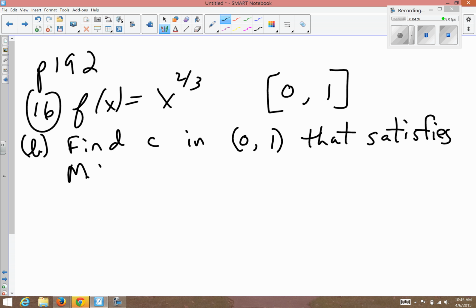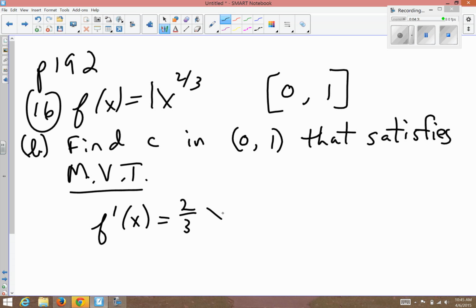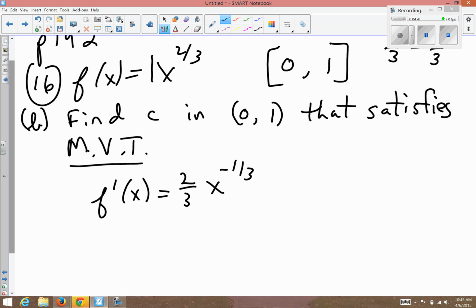We're going to say MVT, mean value theorem. To answer this question, we're going to find the derivative of the function, which, because there's a 1 here, is 2/3 times 1 times x raised to this exponent minus 1. 2/3 minus 3/3 is negative 1/3. So there's the derivative of the given function. F prime of c means replace any x with a c.